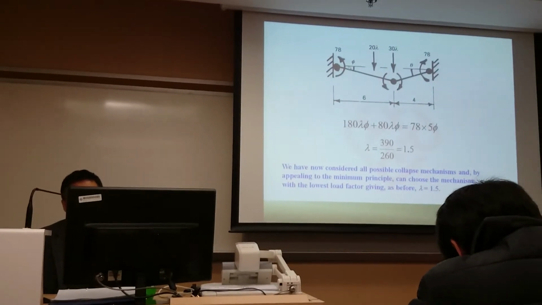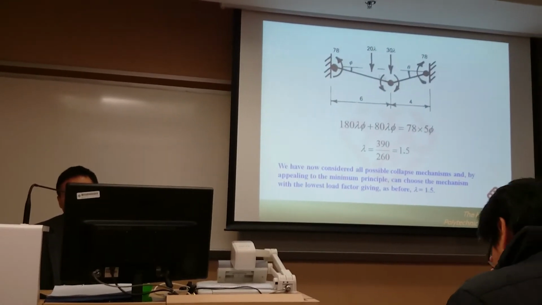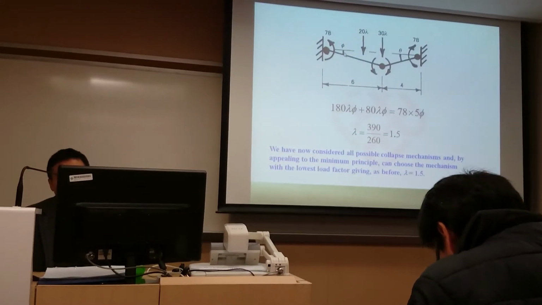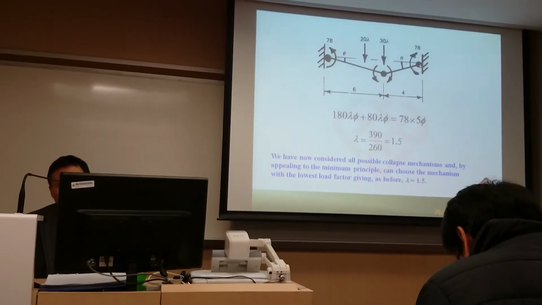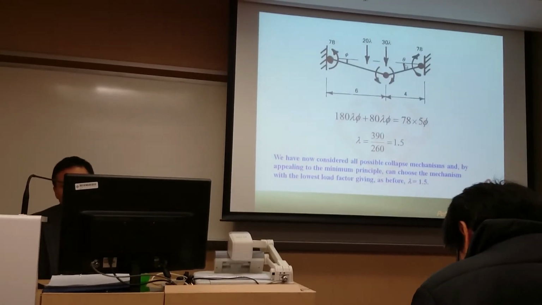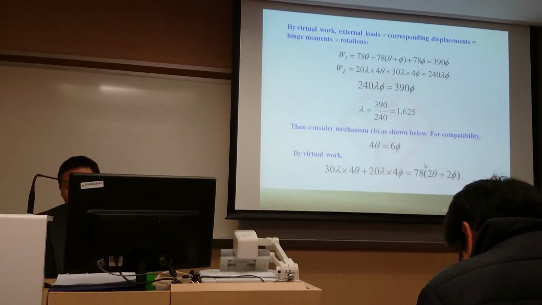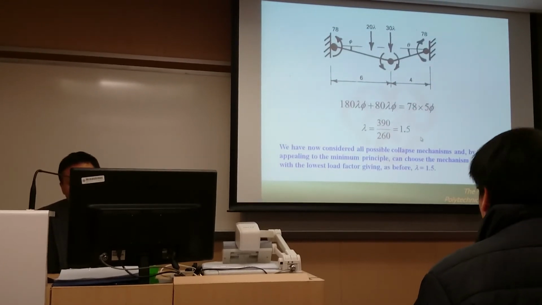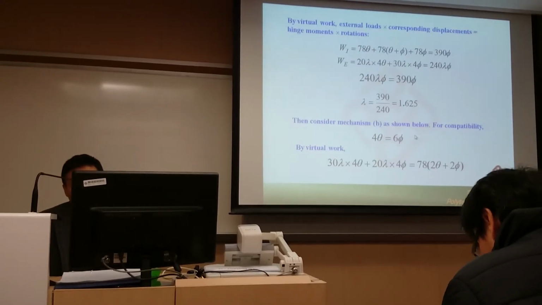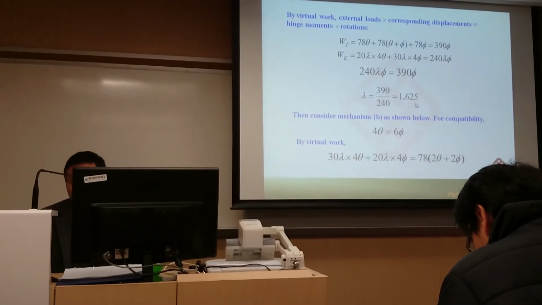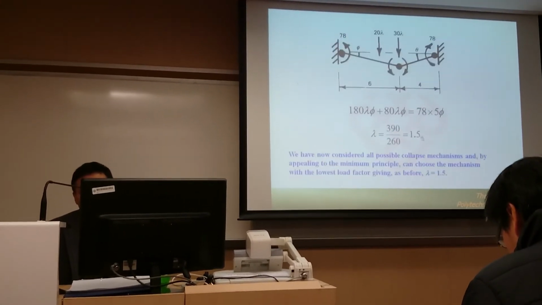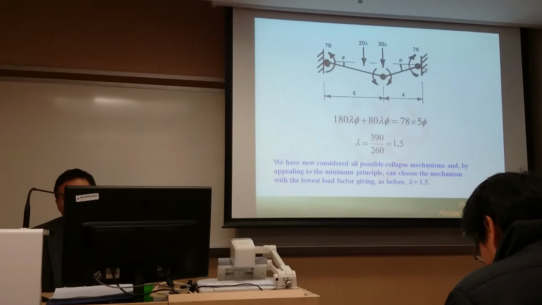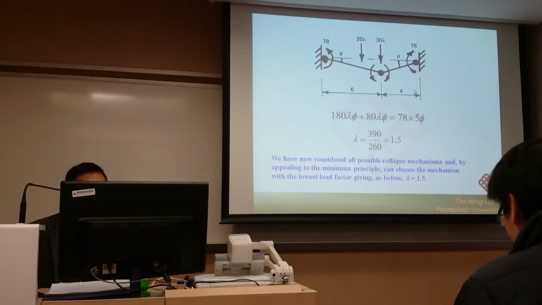For the first plastic hinge, the rotation is equal to phi. For the second plastic hinge, the rotation is equal to phi plus theta. And for the right plastic hinge, the rotation is equal to theta. So the total is 2 phi plus 2 theta. So we can obtain the load factor, and then you just need to compare. You find the load factor from the second case is less than the load factor from the first case. So the second case is the true collapse mechanism. That means the structure will collapse in the second mechanism.